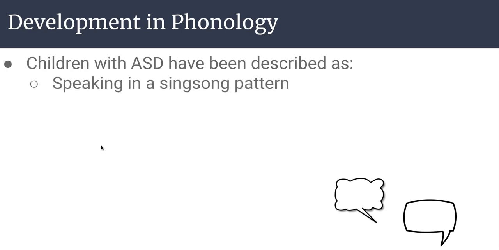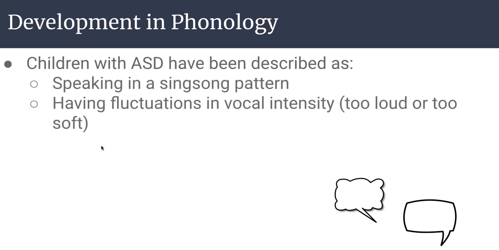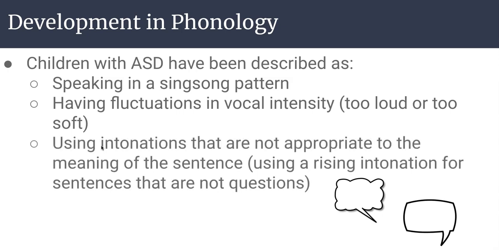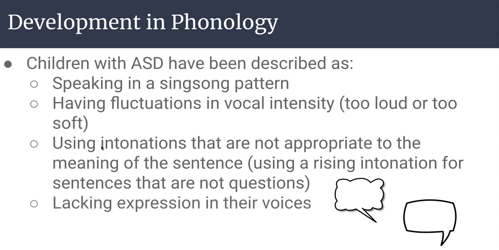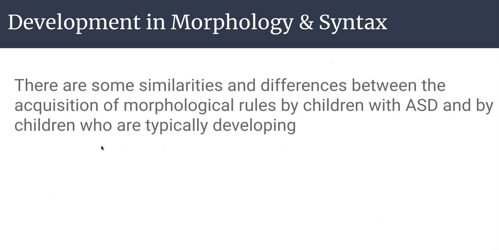And it goes all over the board, right? You can have kids who speak in a sing-song pattern where they have a lot of fluctuations in vocal intensity, way too loud, way too soft, using intonations that just aren't appropriate to the meaning, right? So they might have a rising intonation, which we usually use for questions, but they use that for statements. And then the other extreme, you can have kids that are very monotone and don't have expression in their voices. So it really goes all over the map.